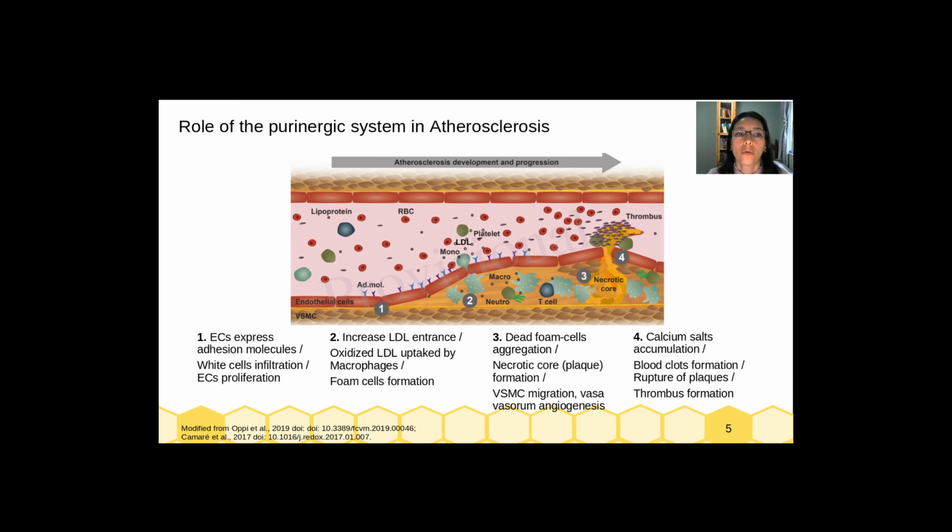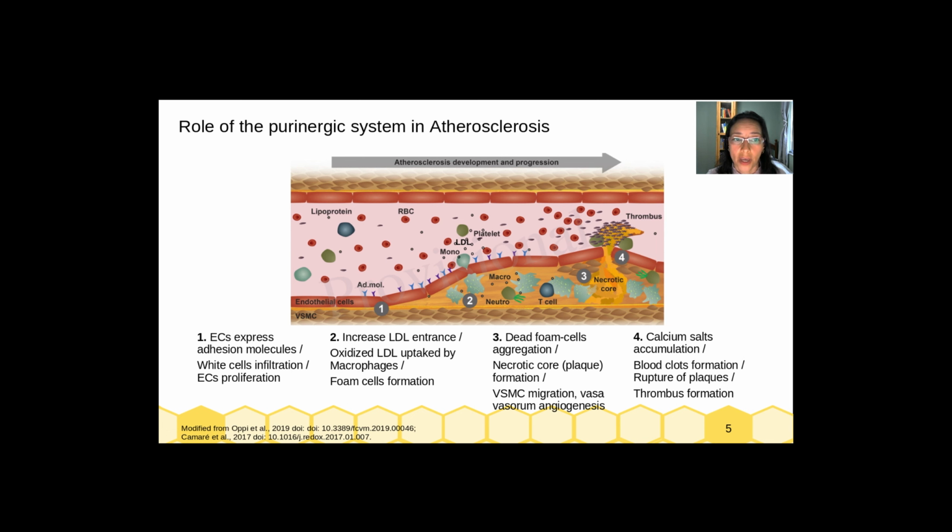What's the role of the purinergic system in atherosclerosis? First, let me point out the process of atherosclerosis development because the purinergic system regulates some of them. As we have seen, several stressors cause activation of the endothelium. That's the beginning of atherosclerosis and all related diseases.